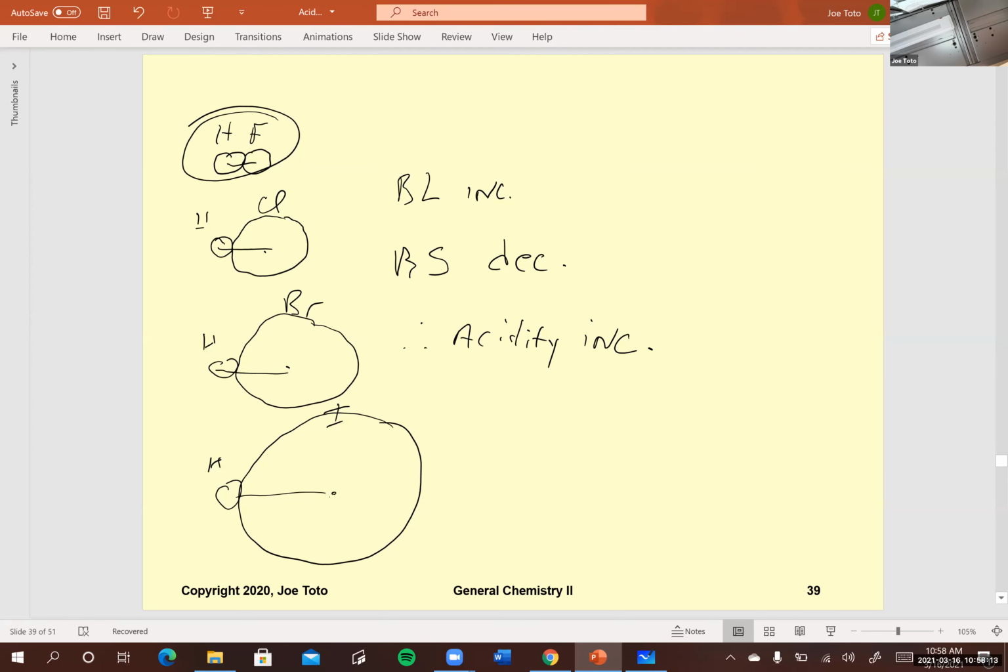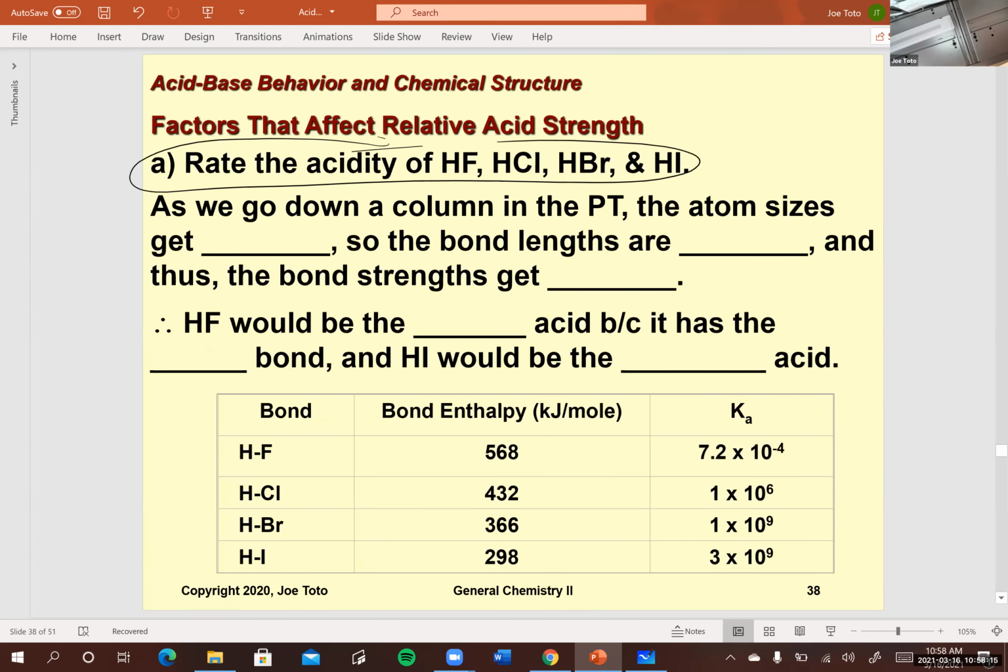We can go back now and take a look at the bond energies, and they fall in line with what we thought about bond strength and bond length. The shorter, the stronger. The longer, the weaker. And the weaker, the stronger the acid. It has the biggest Ka.